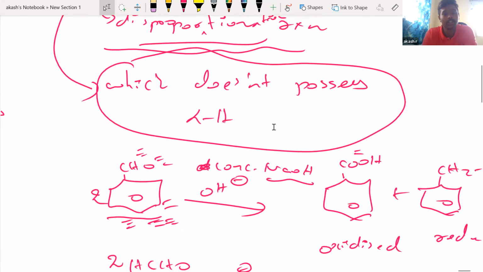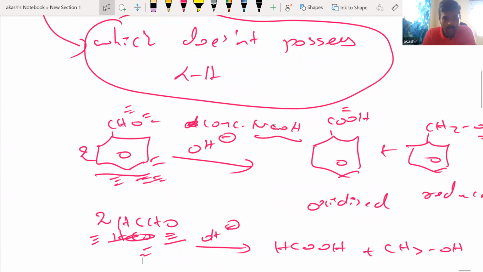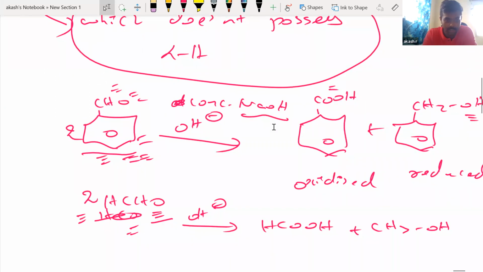Okay. And I told you that here the reagent is again a base, but the only difference between aldol condensation and this one is that here we're going to use concentrated NaOH, right? In the case of aldol condensation, we'll be using dilute NaOH. That's the only difference.